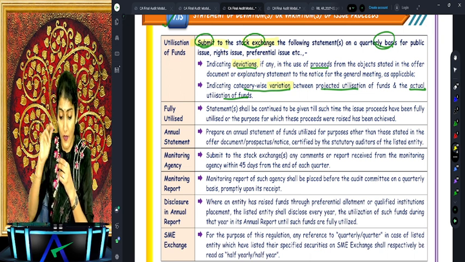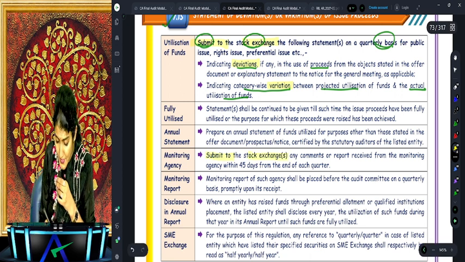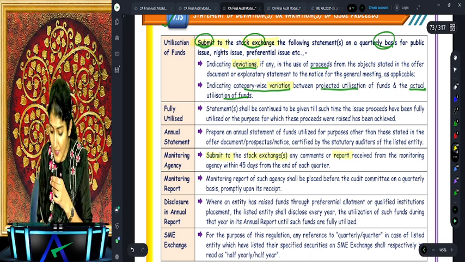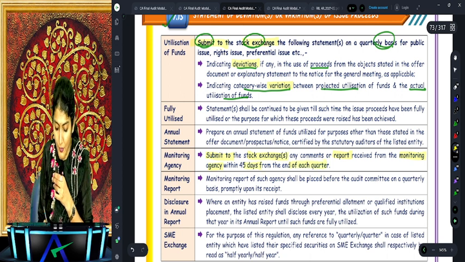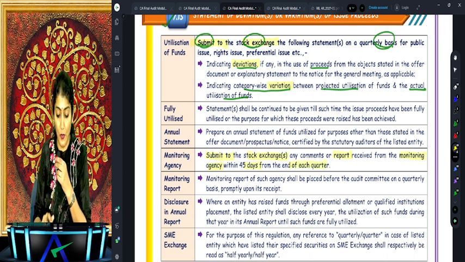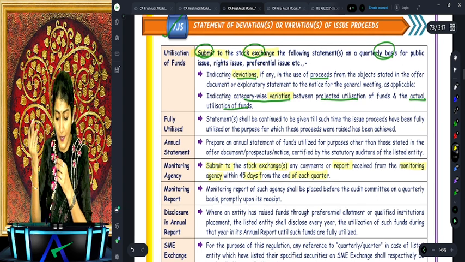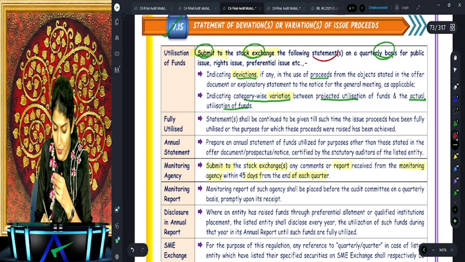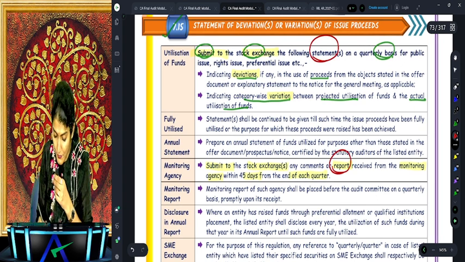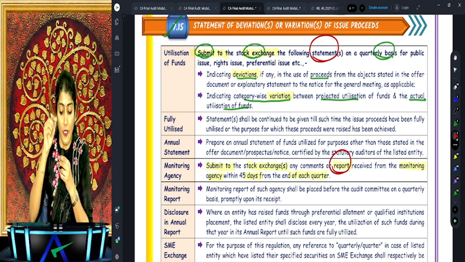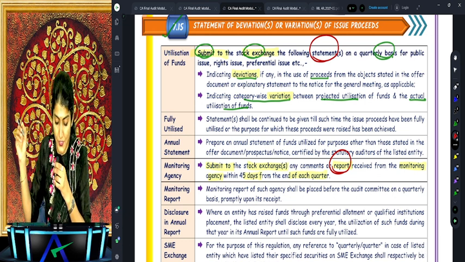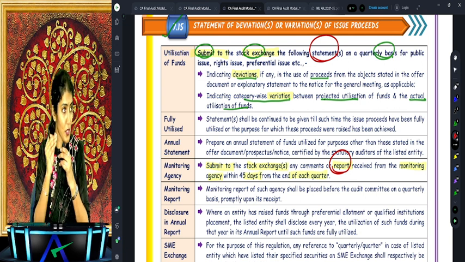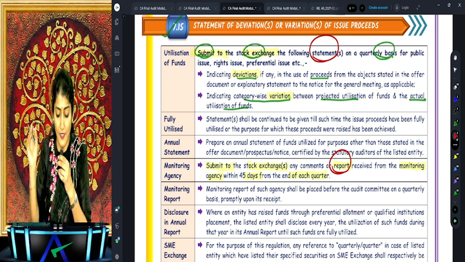Then also, what does it say? Submit to the stock exchanges any comments or reports which are received from the monitoring agency within 45 days from the end of each quarter. So what you need to submit to the stock exchange is, one, the statement. Second, you need to submit to the stock exchange the report of the monitoring agency, right? The report of the monitoring agency is to be submitted to the stock exchanges. Are you understanding that? Okay, right.